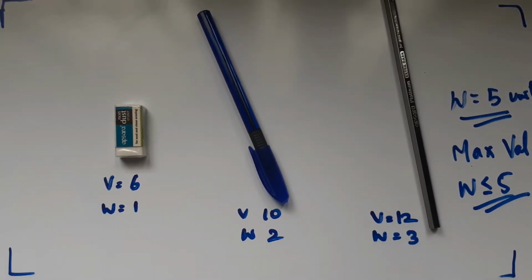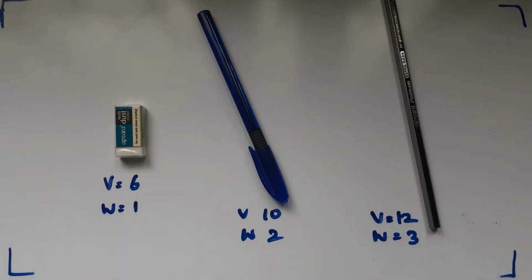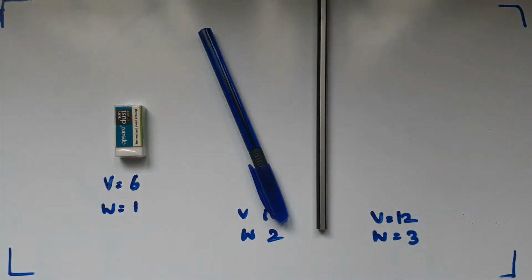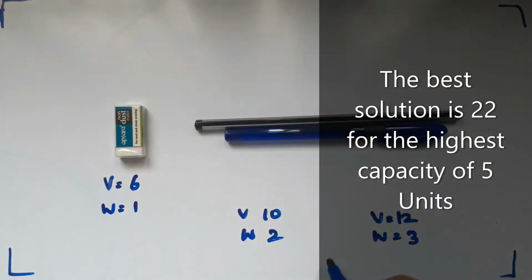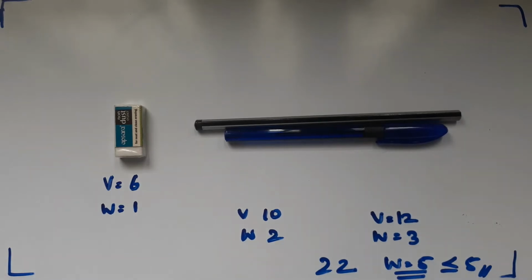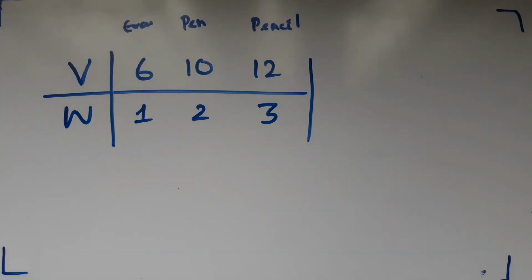So how would you do that? If you guess that I'll take this pen and this pencil, then you'll get a maximum value of 22. At the same time, your weight is 5, which is less than or equal to the given weight constraint. So let's formalize this problem.